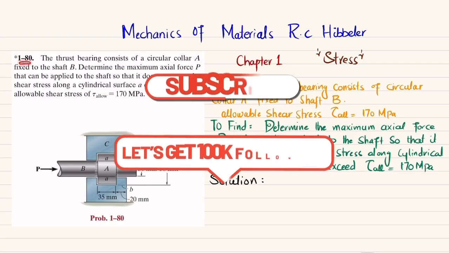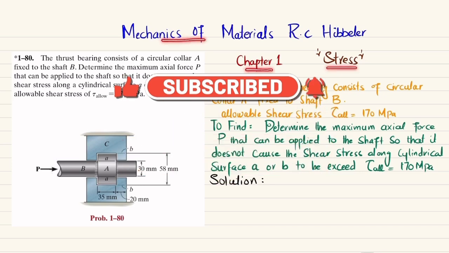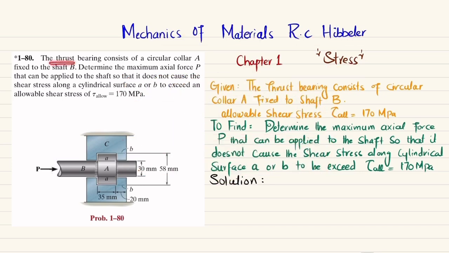Welcome back. Problem 1-80. This problem is taken from chapter number 1, that is stress, and the book name is Mechanics of Materials by R.C. Hibbeler. The statement is: the thrust bearing consists of a circular collar A fixed to a shaft B. Determine the maximum axial force P that can be applied to the shaft so that it does not cause the shear stress along cylindrical surface A or B to exceed the allowable shearing stress of 170 megapascal.